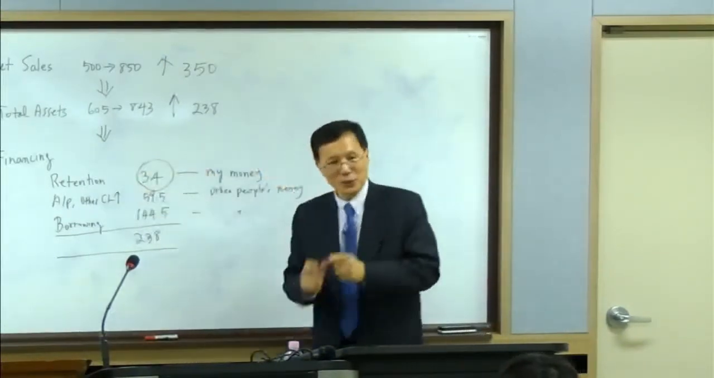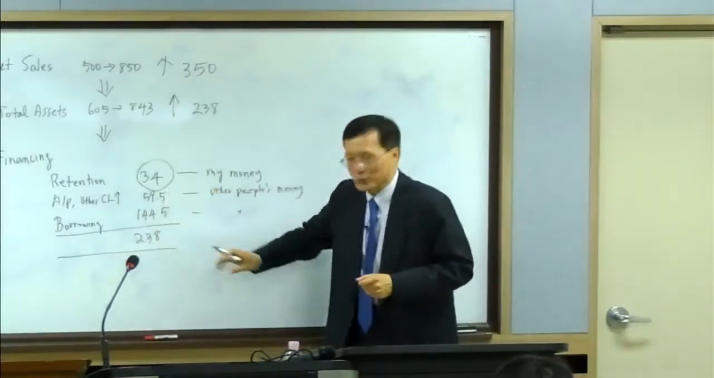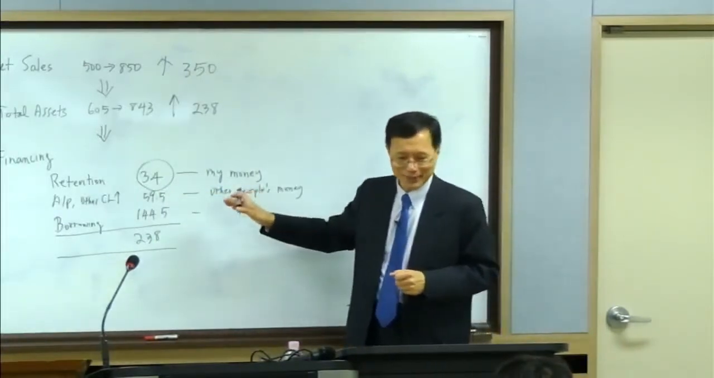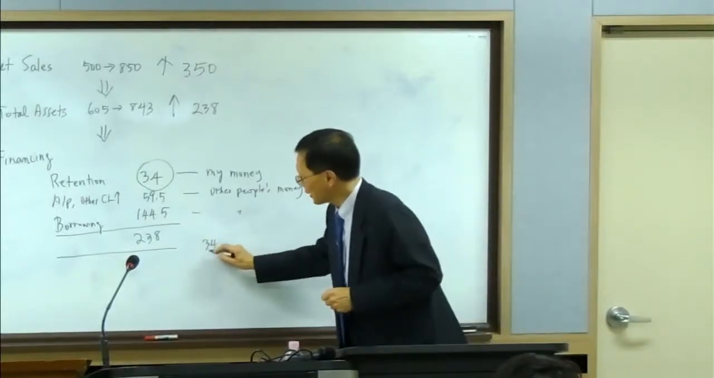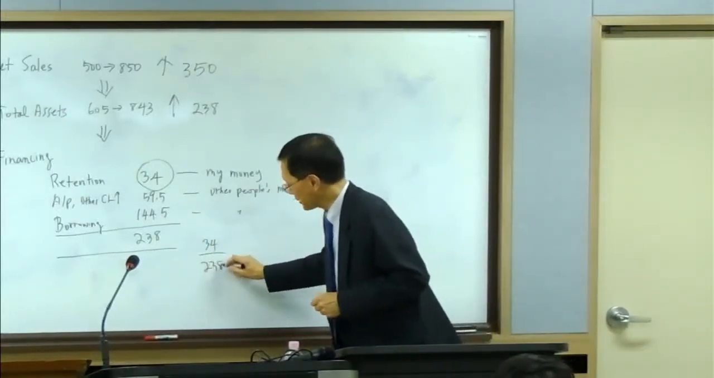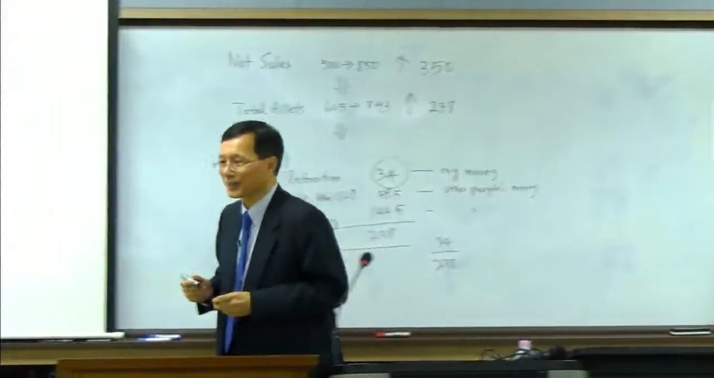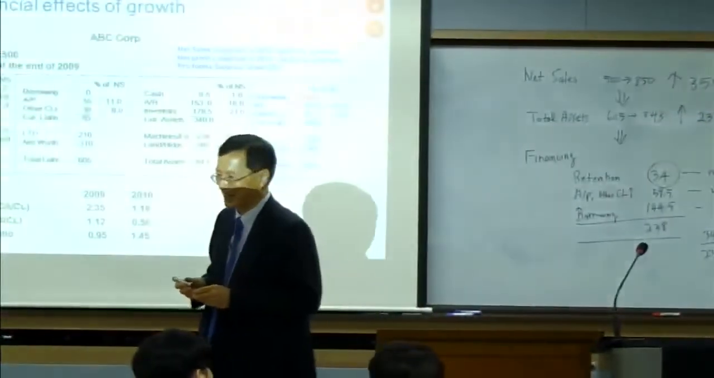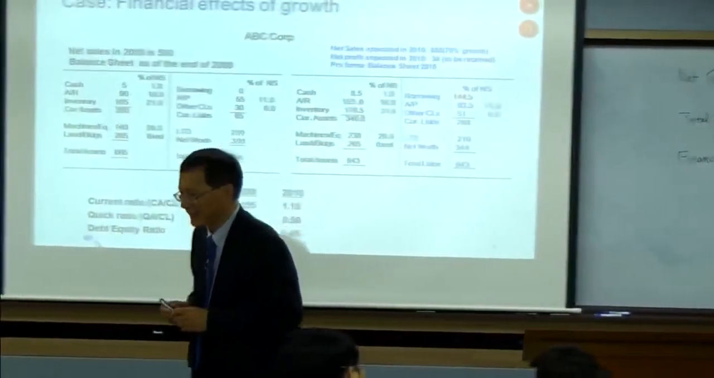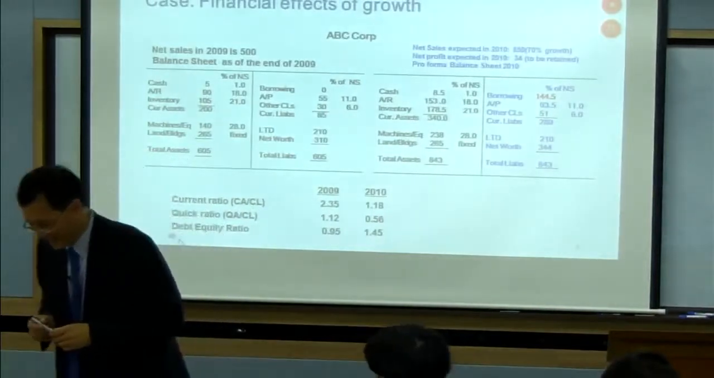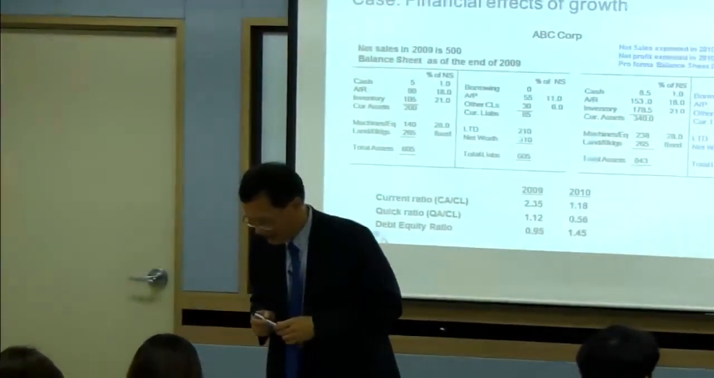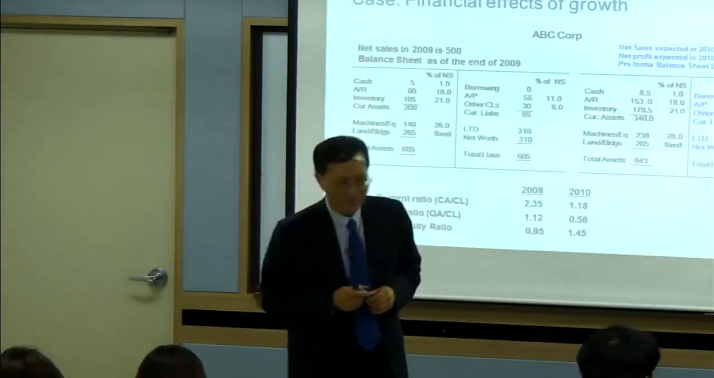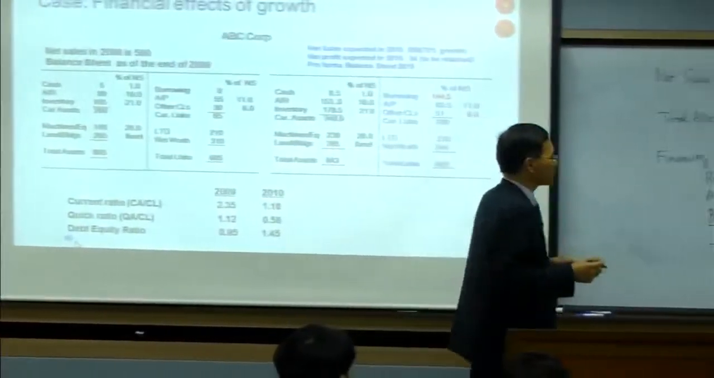34 is the only, 34 out of 238. How much is 34 divided by 238? How much is it? Anyone has a calculator? Young. June, what's the 14? 14%. Okay. It's only 14%.